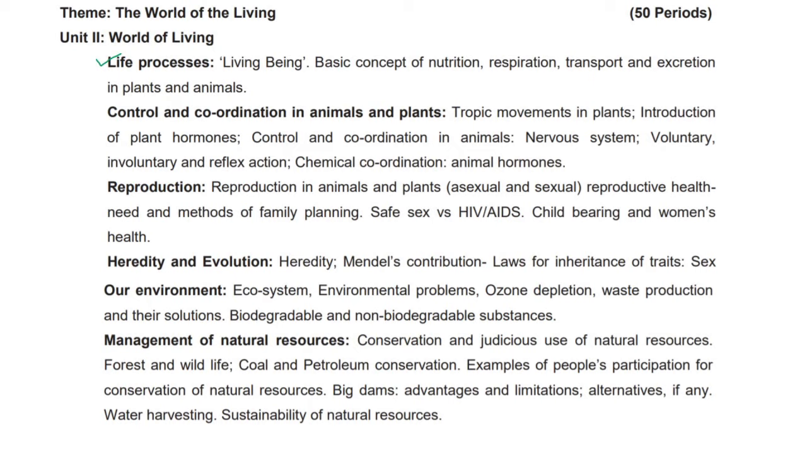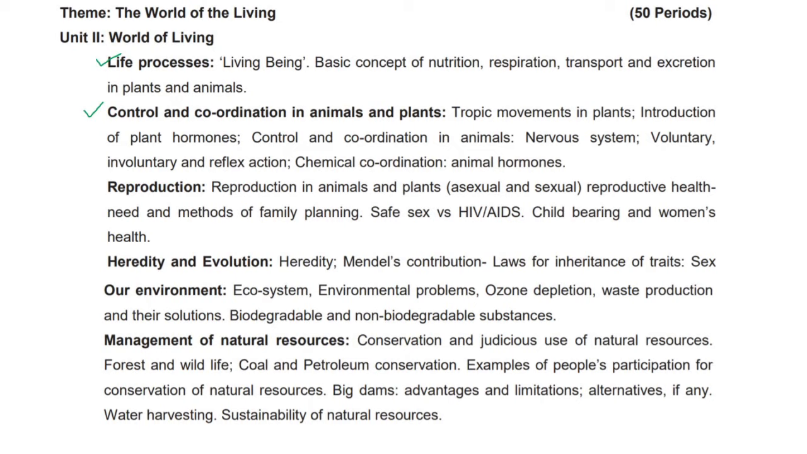Now, in this particular chapter, we will talk about what is living, what is the basic concept of metabolism, the basic concept of nutrition, respiration, transportation, and excretion, both in the plants and animals. In general, if I say this is regarding the chapter on plant and animal physiology. The second unit is control and coordination in animals and plants.